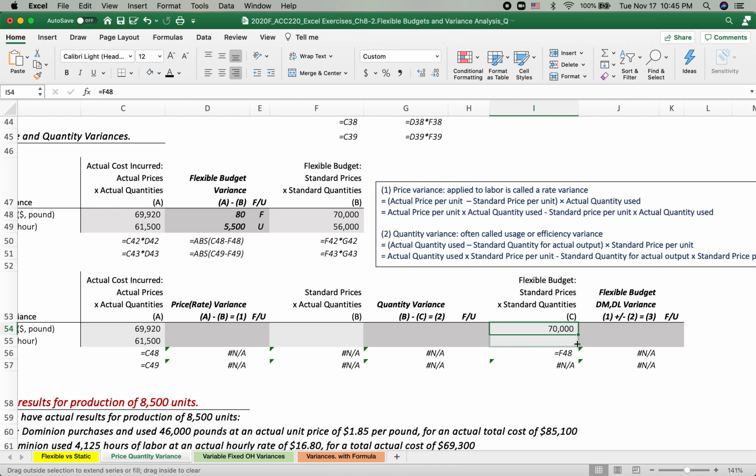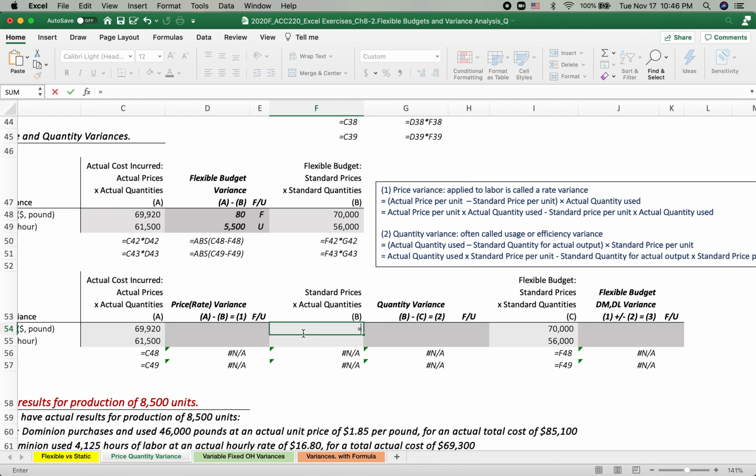Okay, and then we need to calculate the standard price times the actual quantities. Why? As you can see in this equation, actual price per unit times actual quantity used, and then minus the standard price per unit times actual quantity used. Exactly this equation, two equations. So standard price per unit, how do you get it? How do you get this? That's the calculation procedure we need one more time.